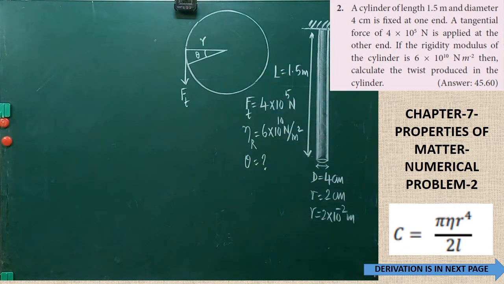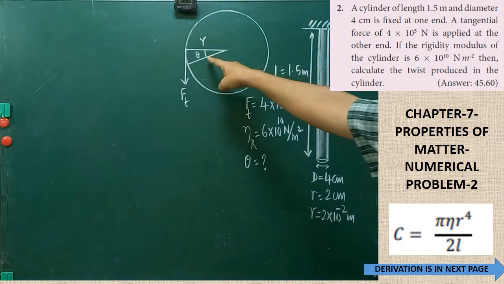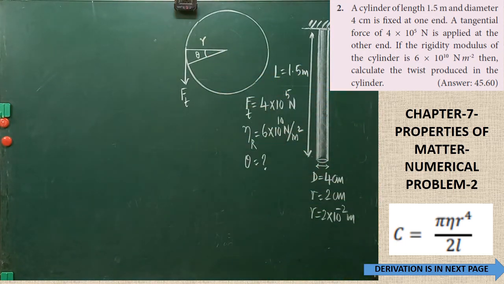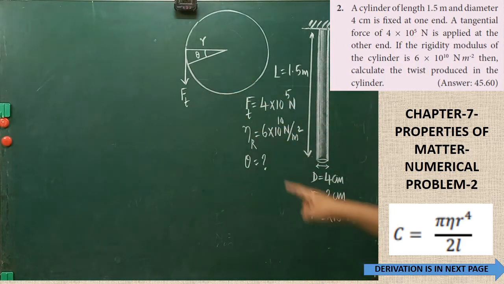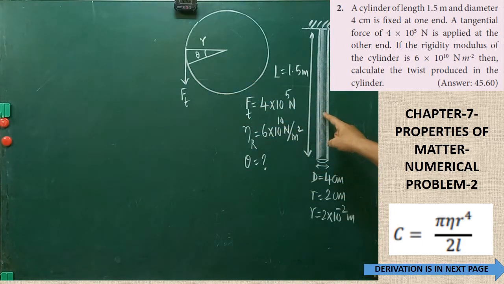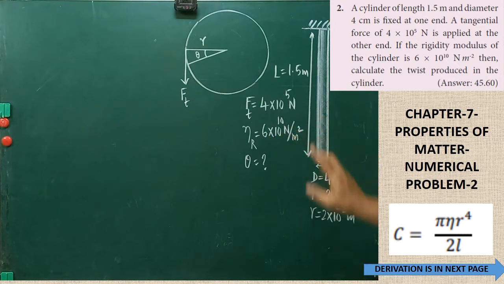Because of the application of tangential force, what happens now? The cylinder is twisted. So when it is twisted, you will get the angle of twist. You are asked to calculate the twist theta. The rigidity modulus of the material of the cylinder is also given. Its value is eta r is equal to 6 into 10 to the power of 10 Newton per meter square. By using this given data, you have to find out the value of twist theta.